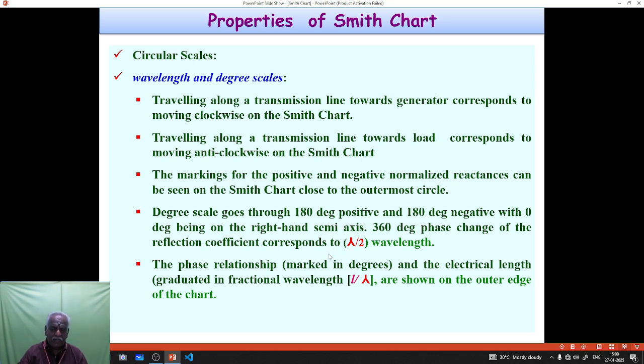It is a complex quantity having both magnitude and phase angle. The phase angle in degrees is marked along the circumference of the Smith chart, and the magnitude part is marked along the scale available just beneath the Smith chart. The phase relationship marked in degrees and the electrical length graduated in fractional wavelength are shown on the outer edge of the Smith chart.